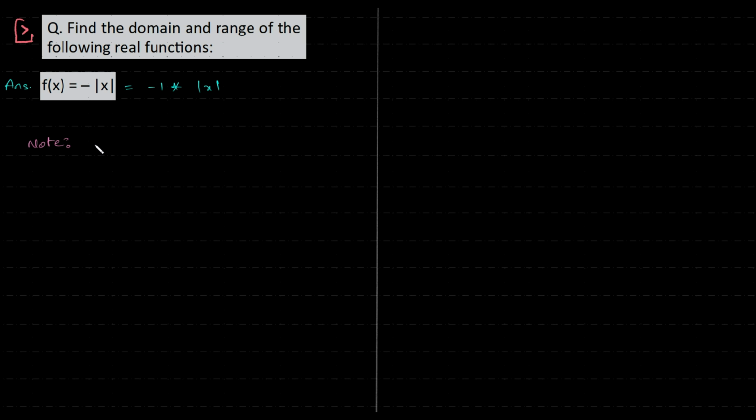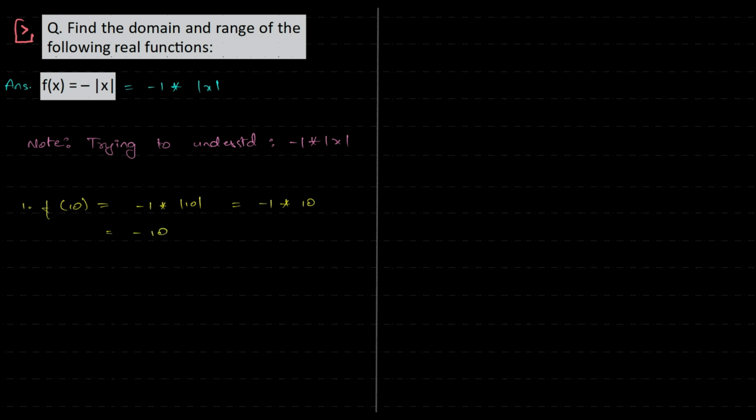So we are trying to understand minus 1 times of modulus of x. How are we going to do it? By taking up individual values. So for example, f of 10, what happens? Let me substitute minus 1 modulus of 10. What is modulus of 10? It's nothing but 10 because it's already positive, and so we have this to be minus 10.